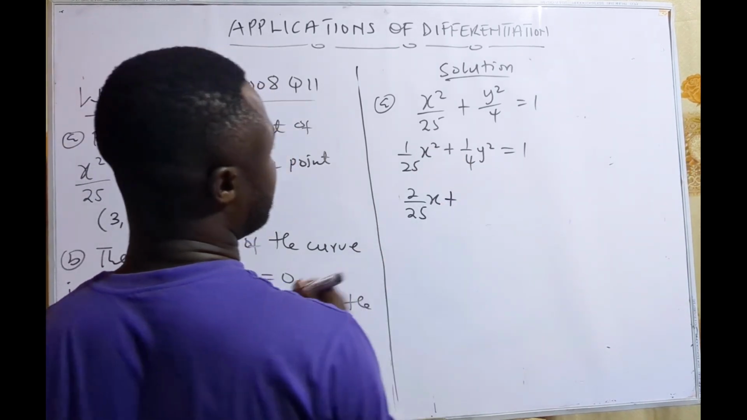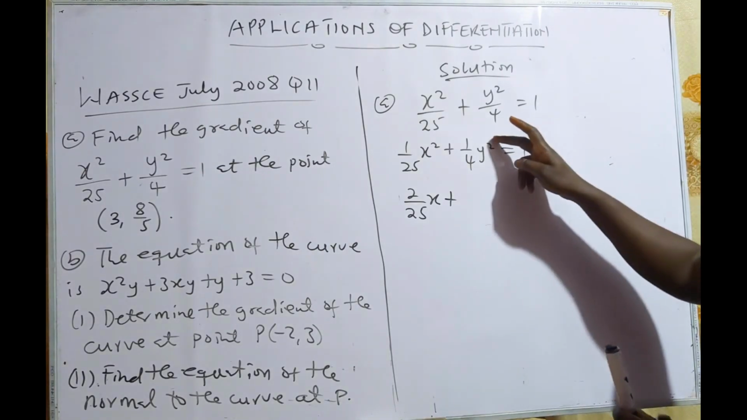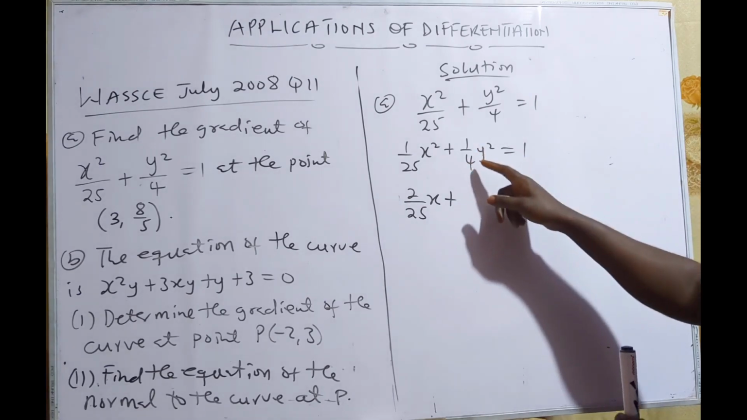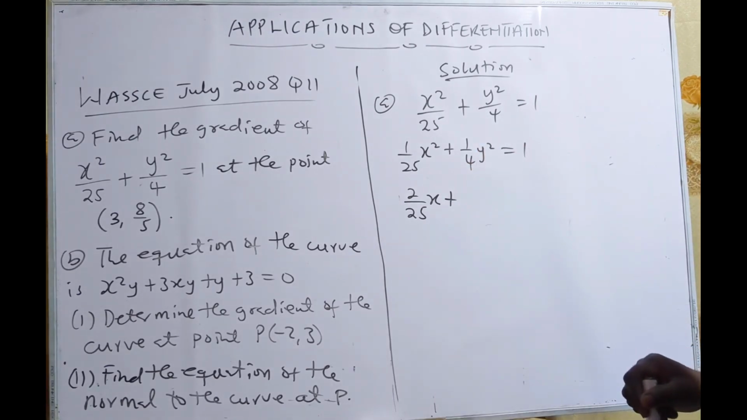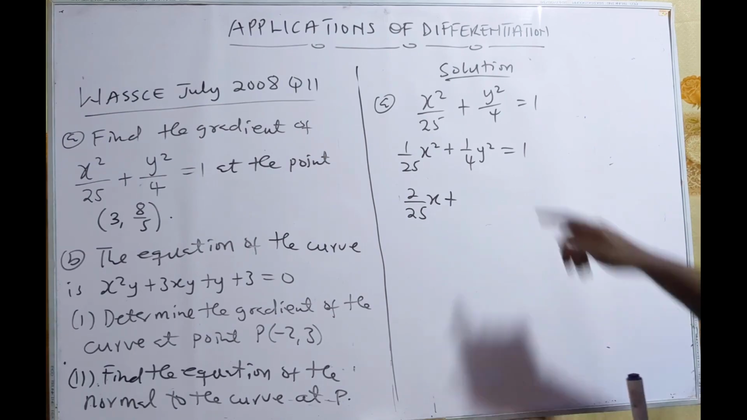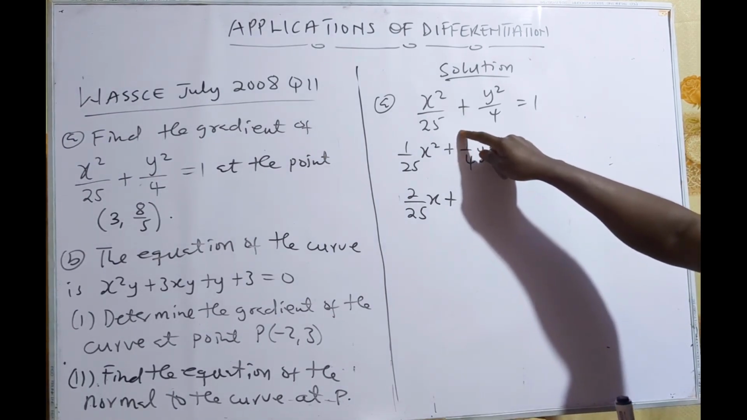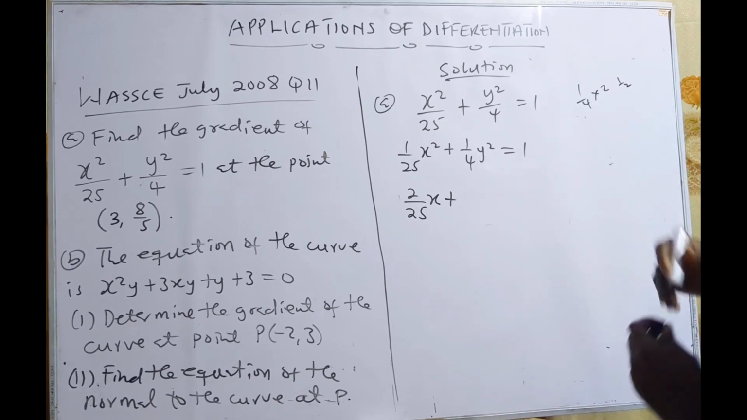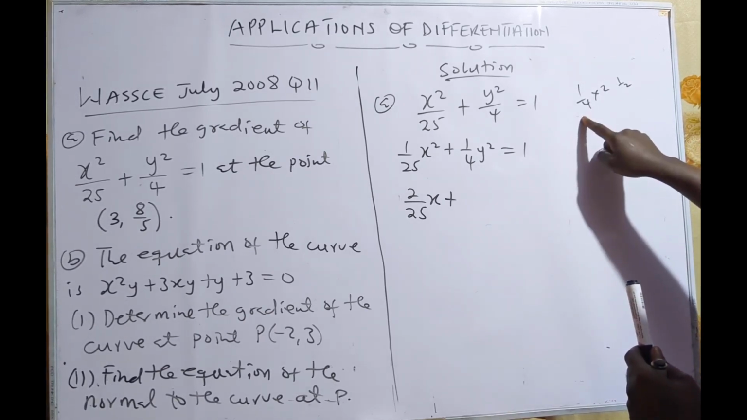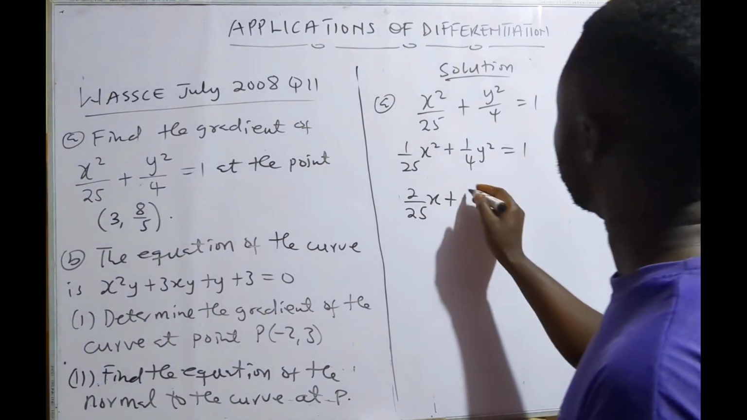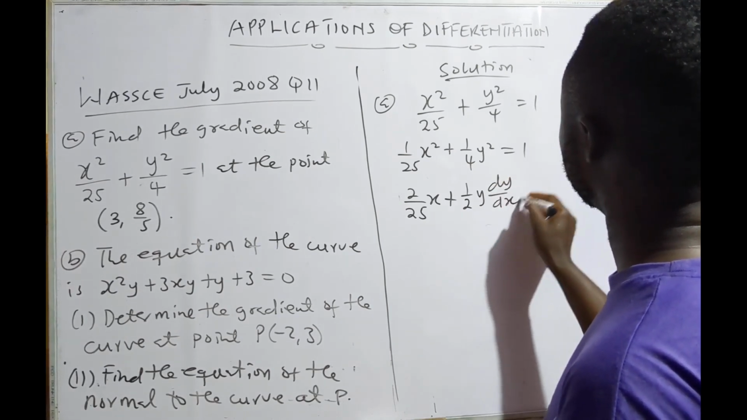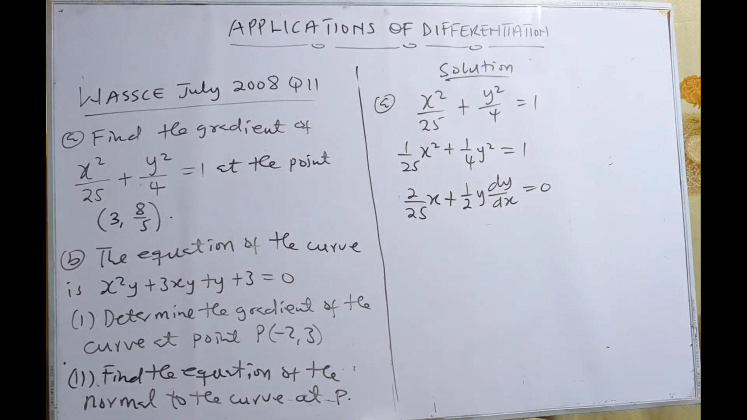Then plus, this one also. When you differentiate this, what are you going to get? We are going to get 2y dy on the x. So 2 is going to multiply 1 over 4, so 1 over 4 times 2, and that will be 1 over 2. So that will give us 1 over 2 y dy on the x equal to 0. Alright, so this is what we have.